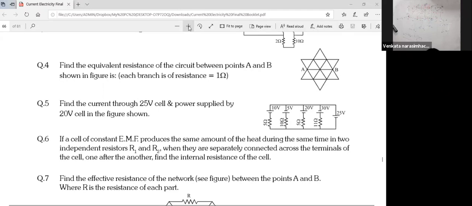Sir, if the batteries have internal resistances, then how will we use nodal analysis? You will place the resistance in series with that battery. For example, in the diagram that you are seeing, the 10 volts battery has internal resistance of 5 ohms. The 5 volts battery has internal resistance of 10 ohms.